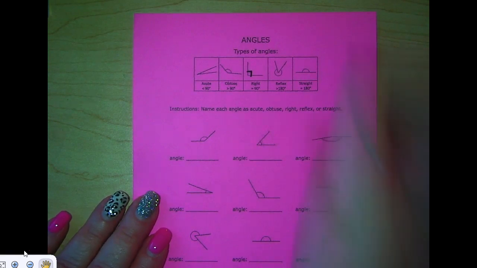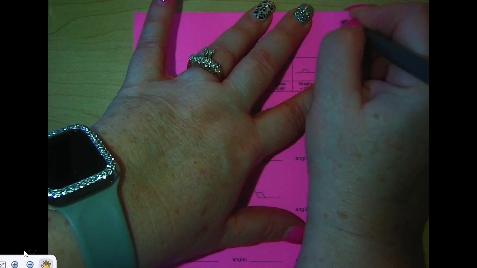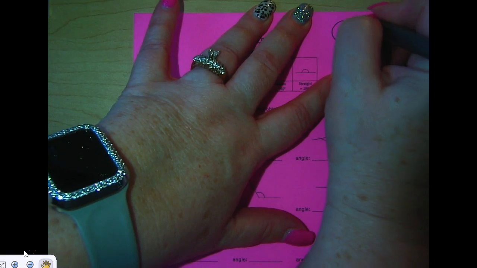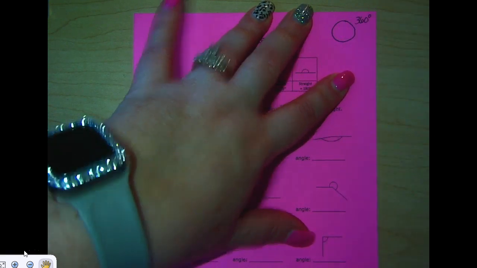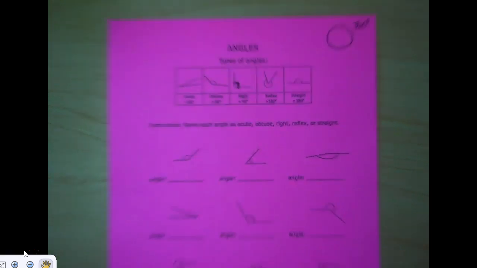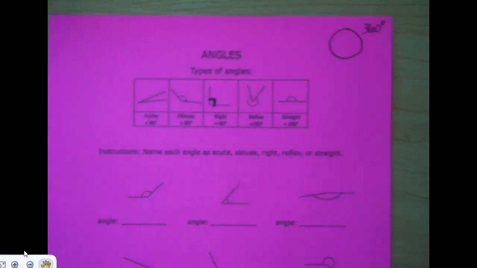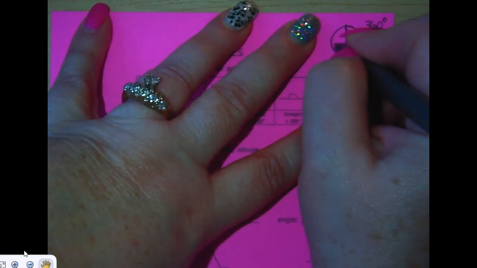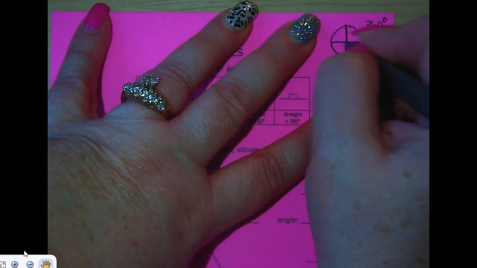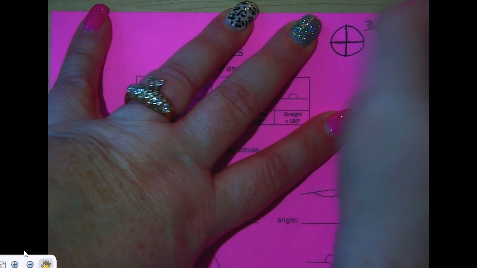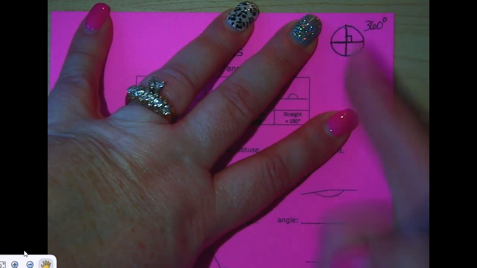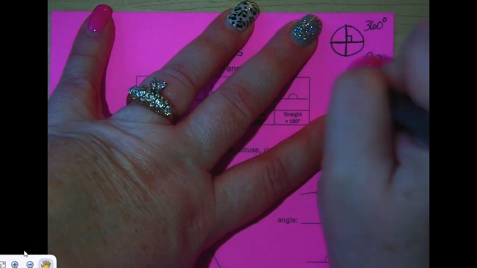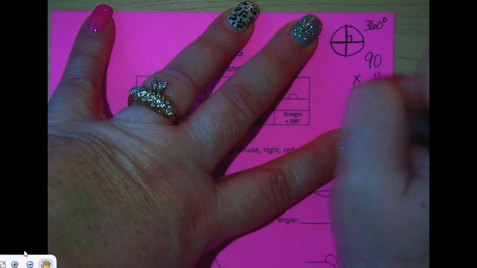Okay? And you all know that these angles come from a circle. A circle is how many degrees? 360 degrees. 360 degrees around a circle, right? So if I were to break this like this, I have 4 90-degree angles, right? There's 1, 2, 3, 4, and 90 times 4 is what? 360 degrees.